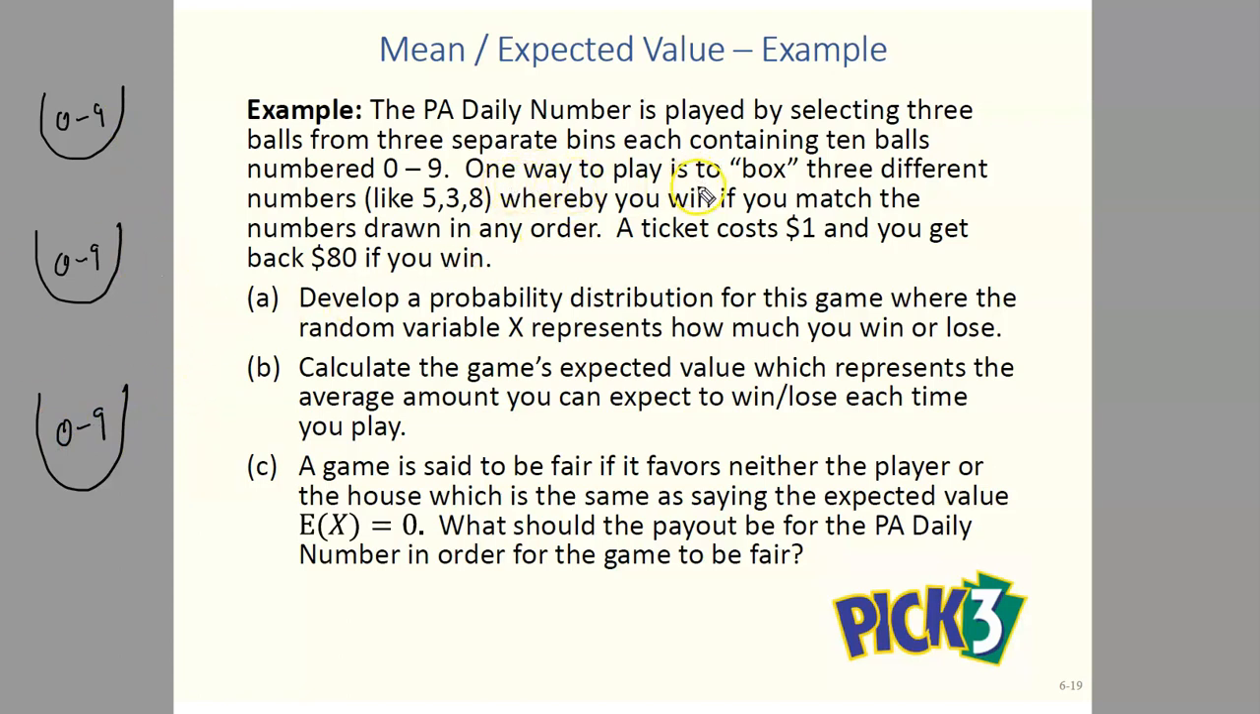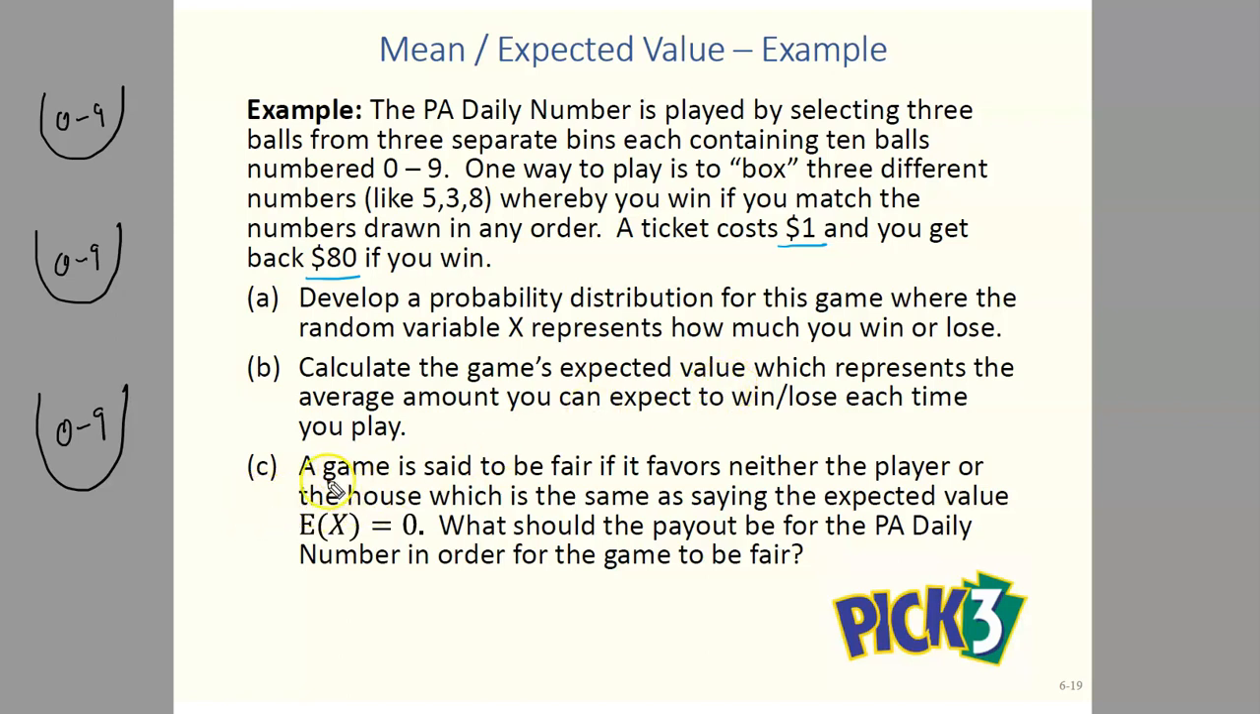Now, one way to play this game is to box 3 different numbers like 5, 3, 8, meaning that you win if you match the numbers drawn in any order. Now, a ticket costs $1 and you get $80 back if you win. Let's develop a probability distribution for this game. And let's also calculate the game's expected value.